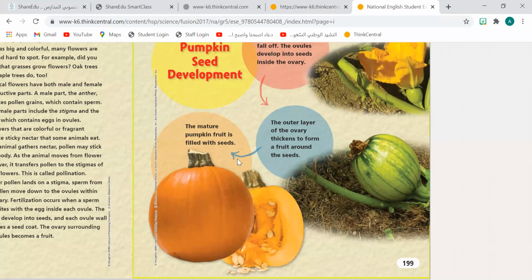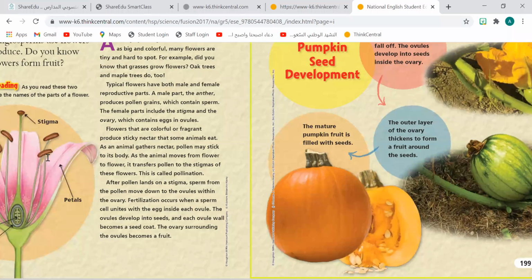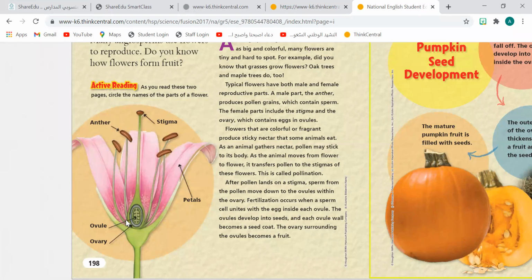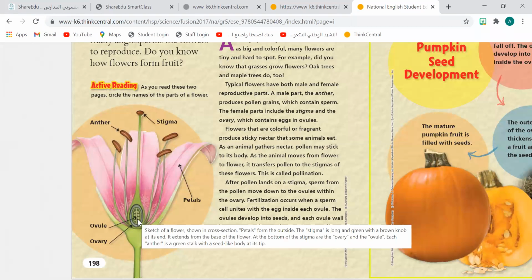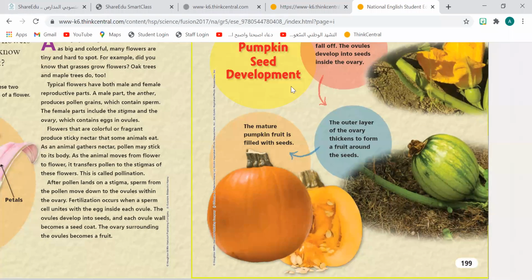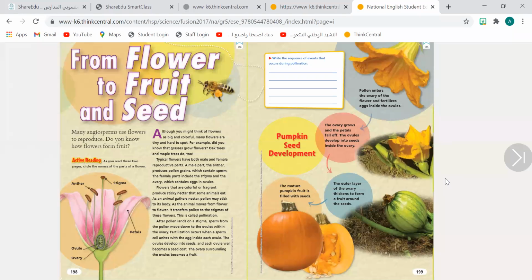Now, basically, this fruit comes from where? From the flower's ovary. See? But what truly happens is the ovary is going to be very thick and grow more and more and more to form a fruit. Now, do you understand how a flower developed to become a fruit and seed?